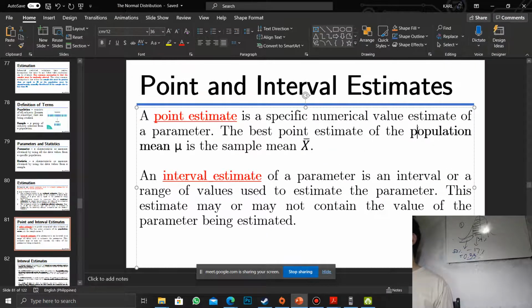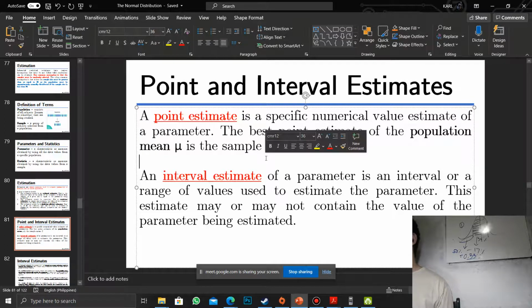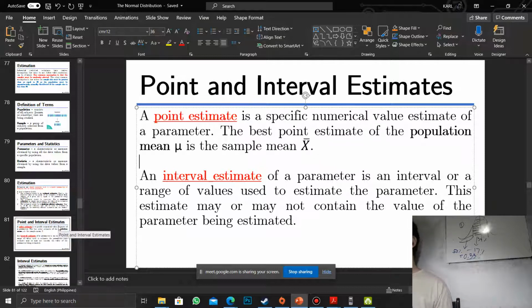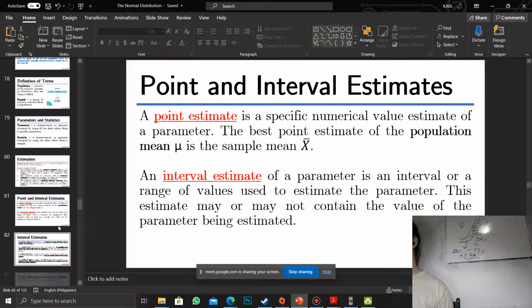Population mean, yung best point estimate ng population mean is the sample mean. So, interval estimate naman of a parameter is an interval or a range of values used to estimate the parameter. Range of values, yun lang. Pwedeng nandun yung value ng parameter na estimated, pwedeng hindi. That will be more applicable sa fourth quarter, which we would not discuss anymore.